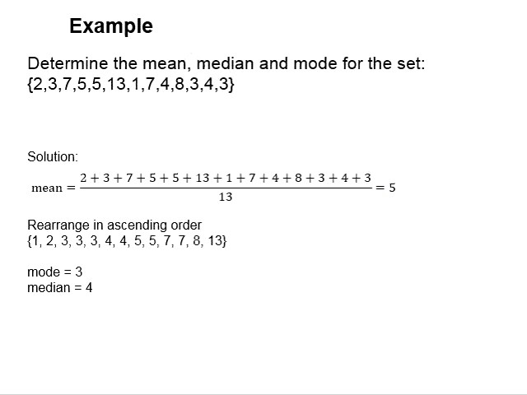Next, to determine the mode and median, you need to rearrange the data in ascending order. From the data here, number 3 appears the most. Therefore, it is considered as the mode. There are 13 data here. The middle term will be at term 7, which is equal to 4. With that, the median will be equal to 4.